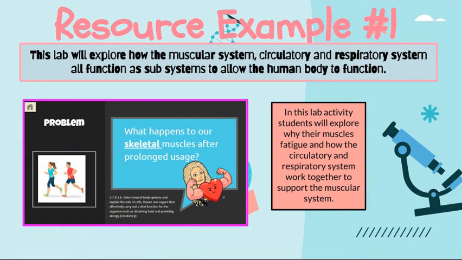Example number 1. This lab will explore how the muscular system, circulatory, and respiratory system all function as subsystems to allow the human body to function. So in this lab, the students will explore why their muscles fatigue and how the circulatory and respiratory systems work together to support the muscular system. The link is in the slides.